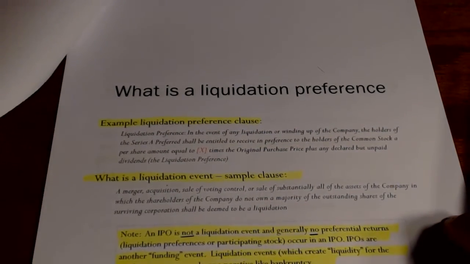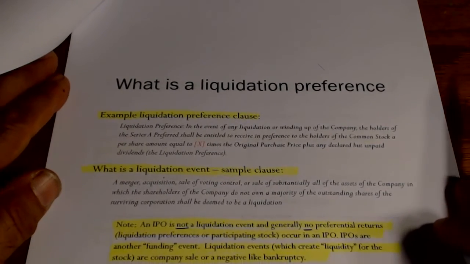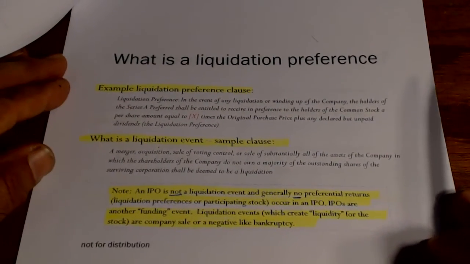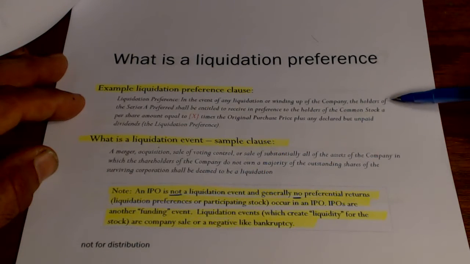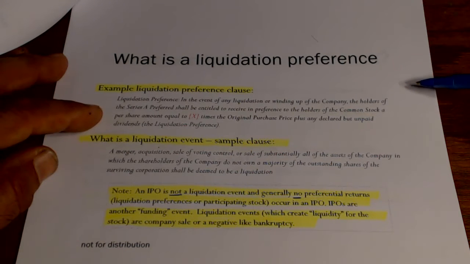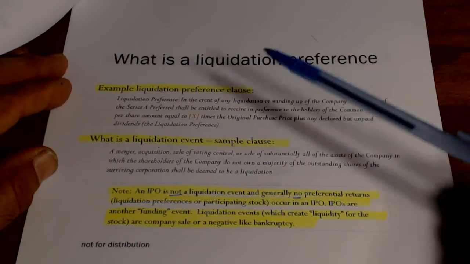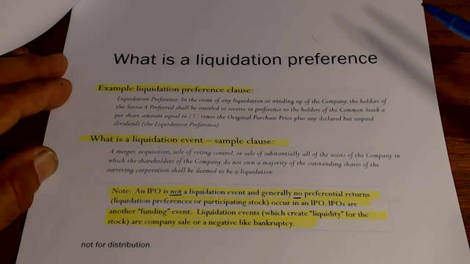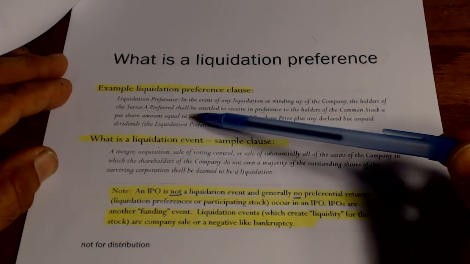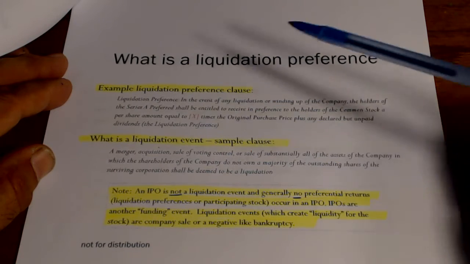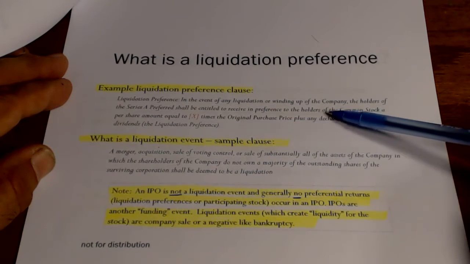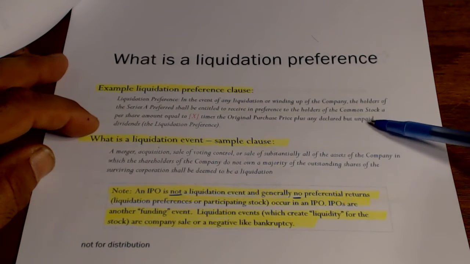Okay, so it says, what is a liquidation preference? And then here's a clause that you can read. Example, liquidation preference: in the event of any liquidation or winding up of the company, the holders of Series A preferred shall be entitled to receive in preference to the holders of common stock. Now, the debt gets paid before this, but they're just talking about stock. So Series A preferred gets paid before common stock. A per share amount equal to X times, so 1 time, 2 times, whatever that would be. So in this case, let's just say 1 times the original purchase price plus any declared but unpaid dividends.